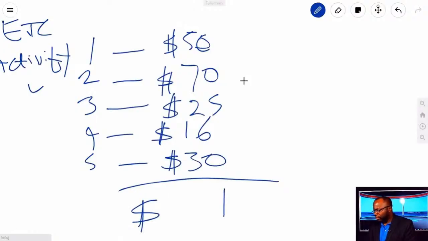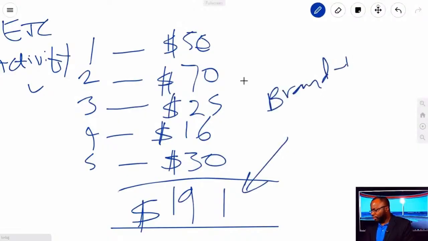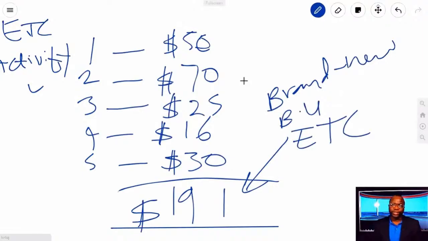11, 4, 5, 7, 14, 19. I hope I got it. Yep. Yeah, $191 is my ETC, my brand new bottom-up ETC, because I have gone to the granular levels, calculated everything, and rolled it up to a final total.